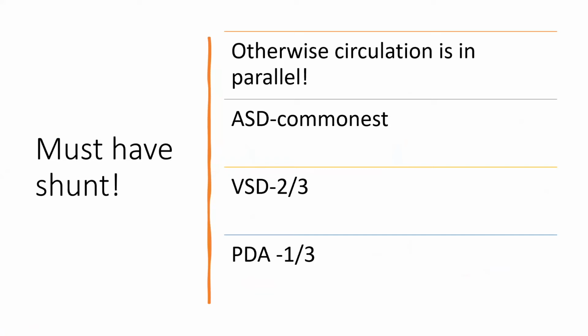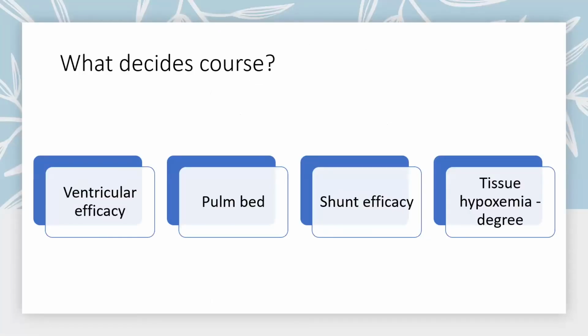So what is that shunt? It can be at the level of the atrium, or it can be at the level of the ventricle, or it can be in the form of a PDA. So a transposition of great vessels usually is associated with an ASD or a VSD or a PDA. The commonest is an ASD. The rest of the people have either a VSD or a PDA. Otherwise, it's impossible to live, right?